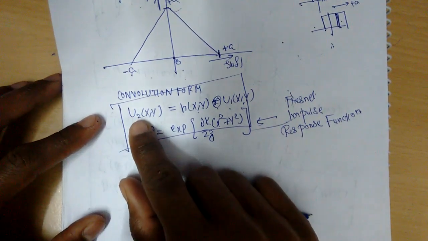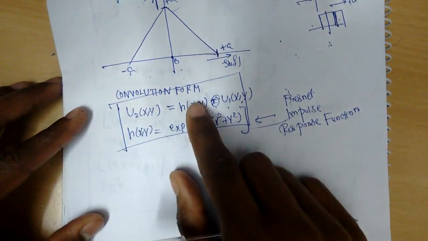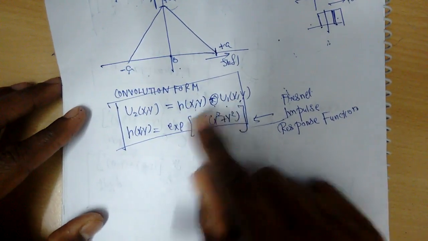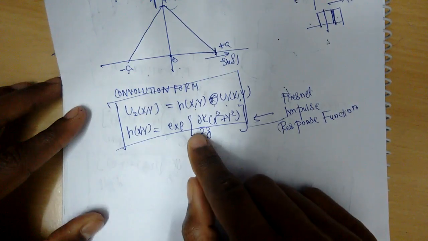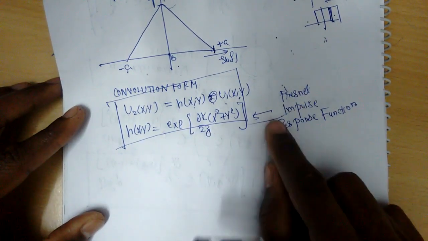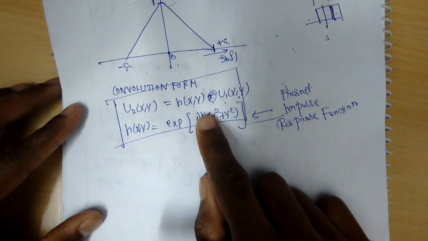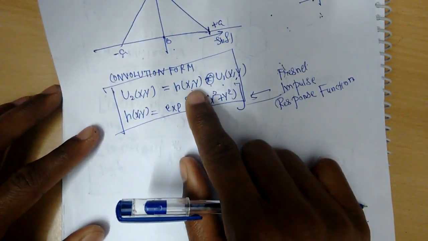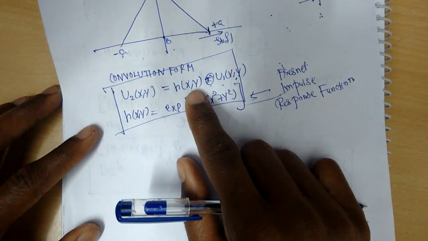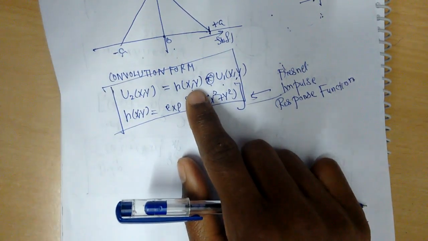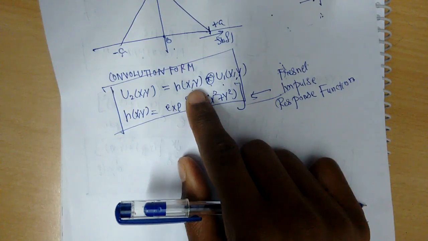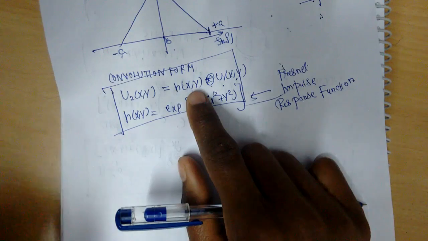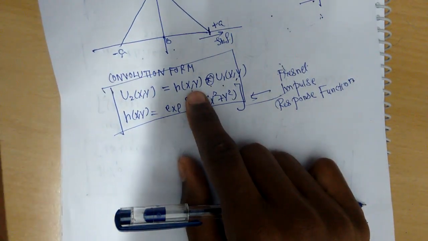So the final diffraction will be nothing but the convolution of h(x,y) with the initial aperture function, where h(x,y) is given by this function. This is known as the Fresnel impulse response function. Now computationally it is quite difficult to do this convolution operation, because you have to do multiple shifts, and at the same time you have to calculate the area of overlap between two functions. So it's quite a tedious job.